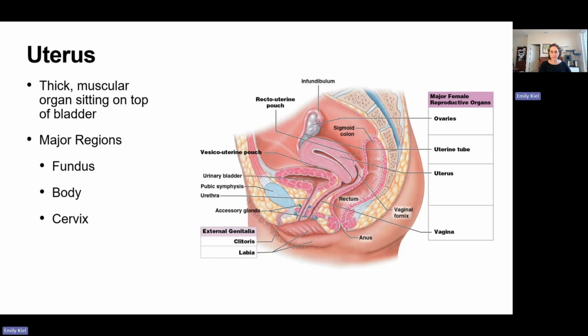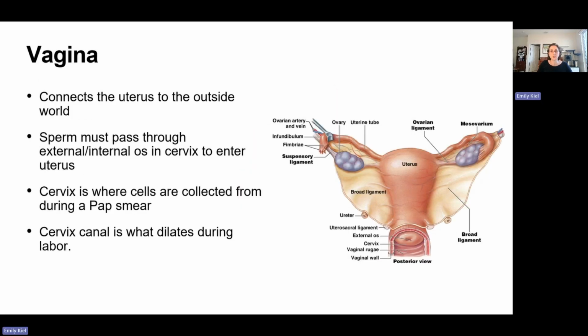And then your fundus is where, just a reminder, these uterine tubes will enter. Fundus, to me, always means the depth of the pouch, or the pouching end. So that is where the uterine tubes would enter. The vagina connects the uterus to the outside world, and the sperm must pass through the vagina and then also through the external os and the internal os in the cervix to enter the uterus. The cervix is where cells are collected for a pap smear. And this is also what dilates during labor.